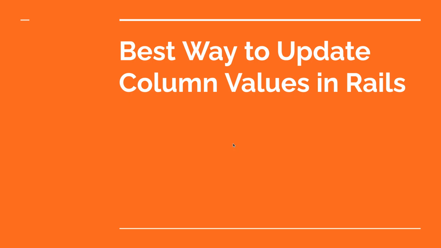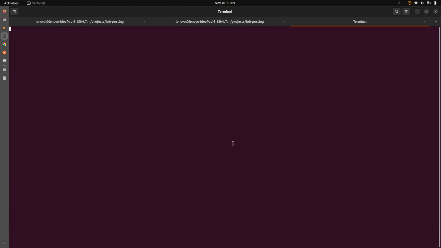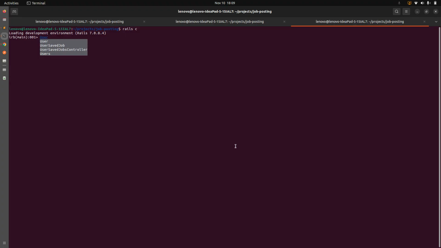So let's go to the Rails console and run the migration. Open the Rails console, and first find if we have any users with that incorrect spelling. So let's say User.where role is employer. This is the correct spelling. Now if you run this, you will see that there are no records. But with the incorrect spelling, you can see we have 1006 records.